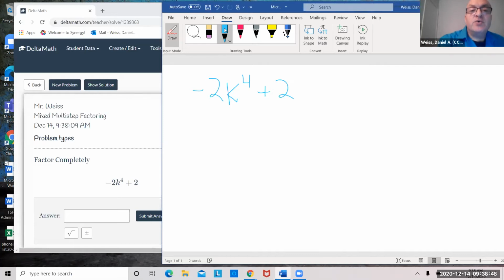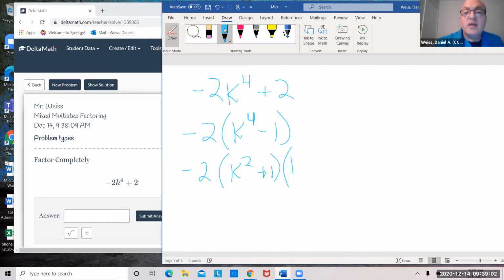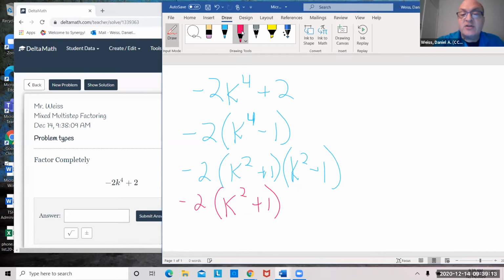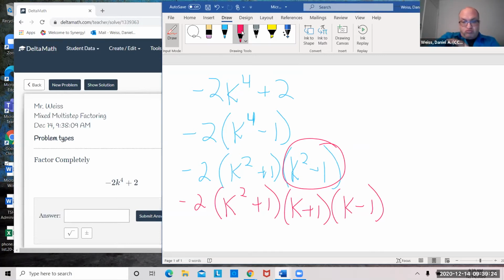If I pull out negative 2, I have k to the fourth minus 1. That breaks down to negative 2 times k squared plus 1, k squared minus 1. But I'm not done, because that gives me k squared plus 1. This I cannot factor, but this one does factor. That's k plus 1, k minus 1. I have to break it down as far as I can go.